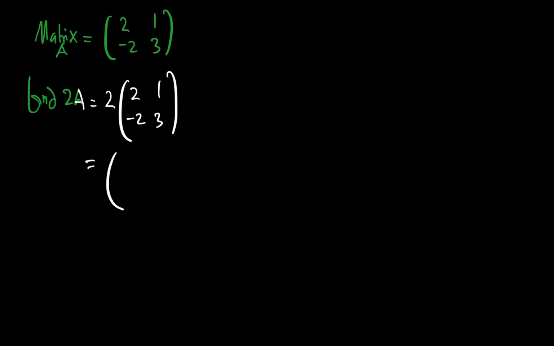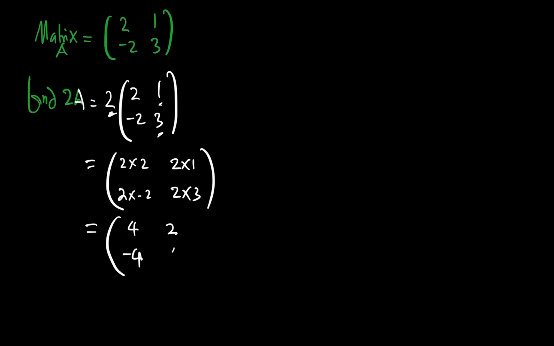And when we do that, the 2 multiplies each item in the matrix. 2 multiplied by negative 2. This 2 multiplies to get 2 times 1. This 2 multiplies to get 2 times 3. And that gives you 4, negative 4, 2, and 6, in that particular order.